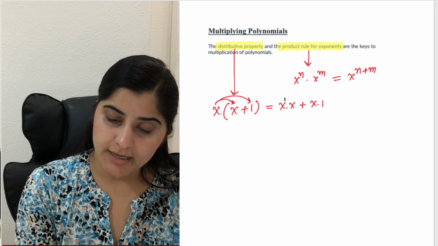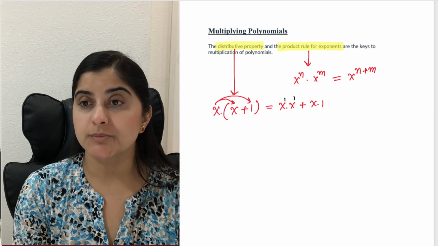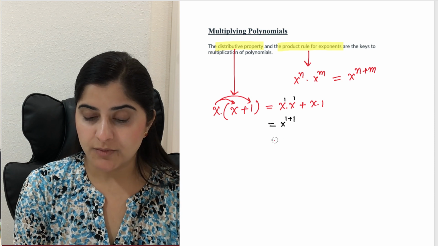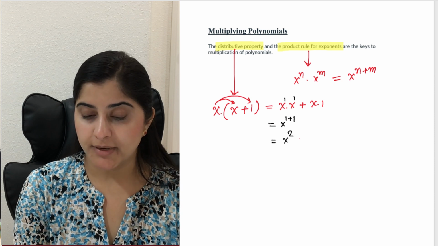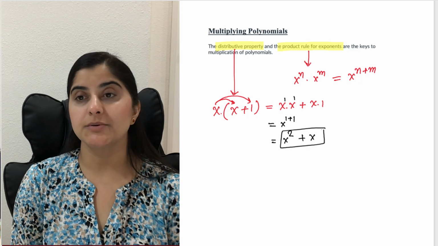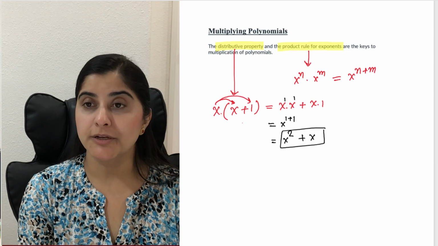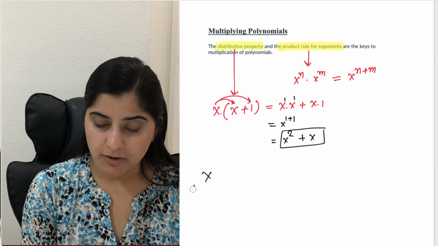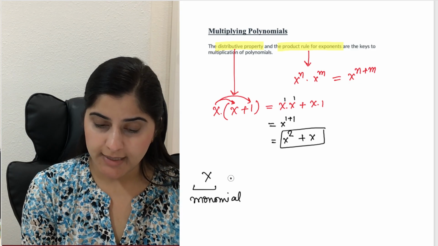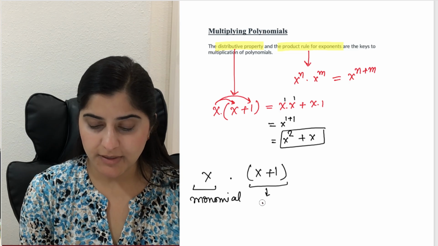And here we will use the product rule of the exponents. We have two exponential expressions with the same base, so we add their exponents. So we get x squared plus, now x times 1 is just x. This is called the distributive property, and we can also call this a multiplication of two polynomials. So this x is a monomial, and this x plus 1 is another polynomial, and it is a binomial.